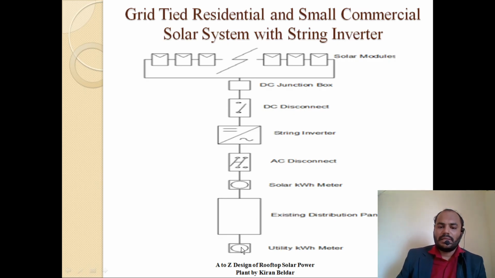Further, this connection is given to a utility kilowatt hour meter. Basically, this is a net meter. Whenever in daytime solar generates electricity, at that time we are using the solar power to run our home appliances, to run our system. But at night, when it is not generating, we are connected to the utility grid, and we draw power from the grid, and the grid feeds our system at night.